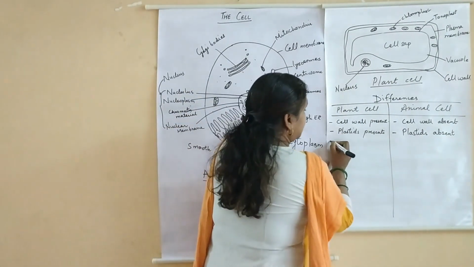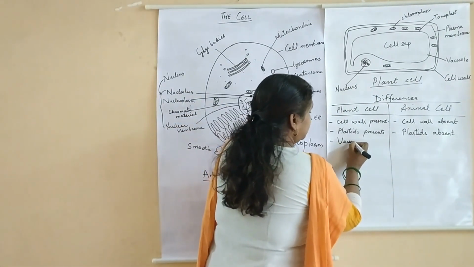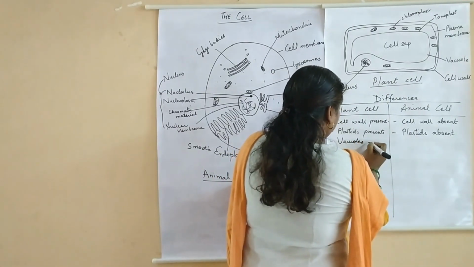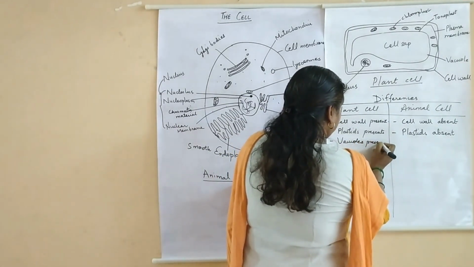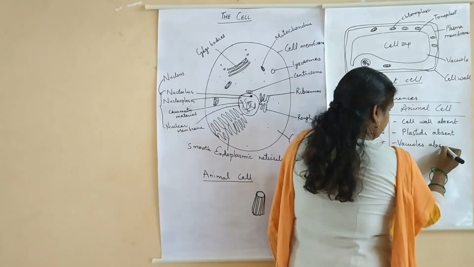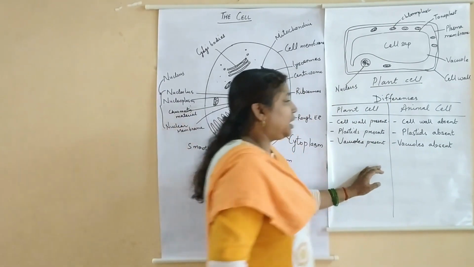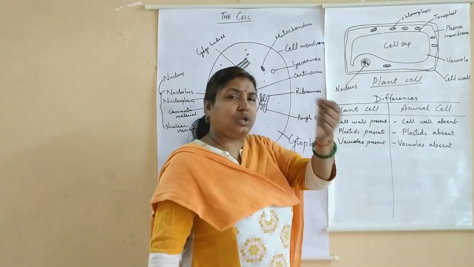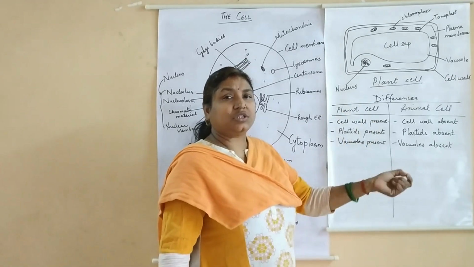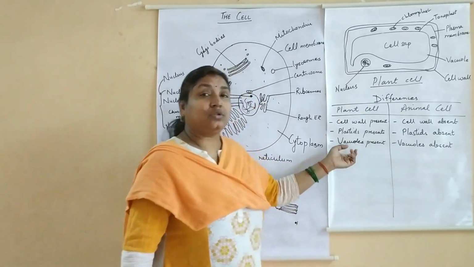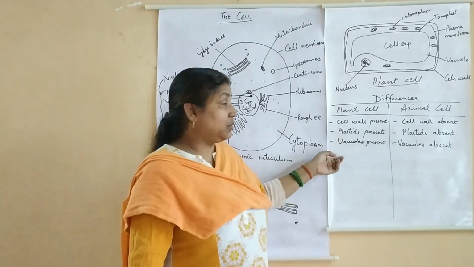Next structure present in plant cell is vacuoles. They are absent in animal cell, and if they are present, they are very small in size and very few in number. But in plants, vacuoles are quite large and numerous.